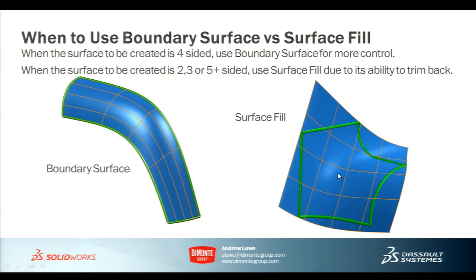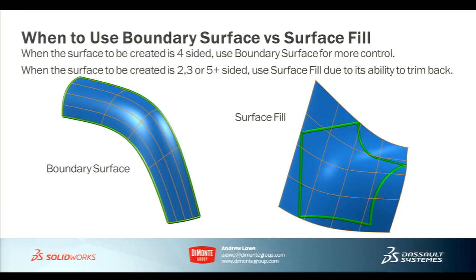So this is what the surface fill looks like. You can see that the lines, the math of the surface, is kind of a square grid, whereas the math of the boundary surface actually follows the outline of the frame. And these are just edges that I've converted and made a little cleaner for you to see. So if you have a 2, 3, or 5-sided surface, use surface fill.